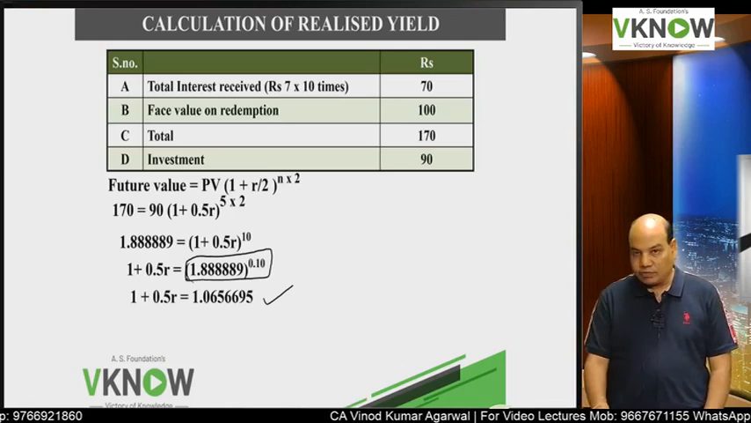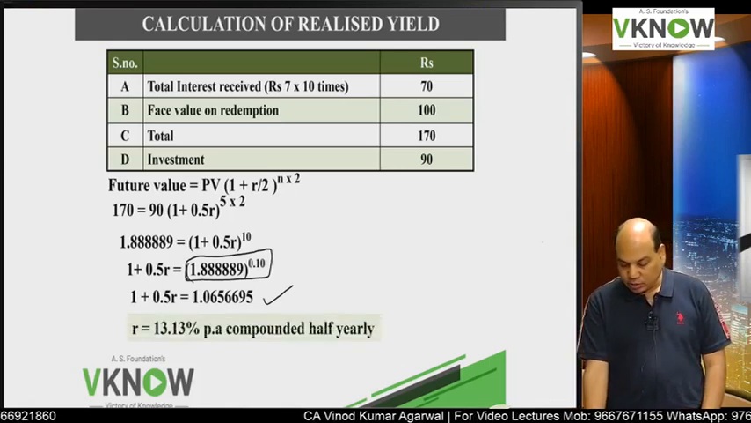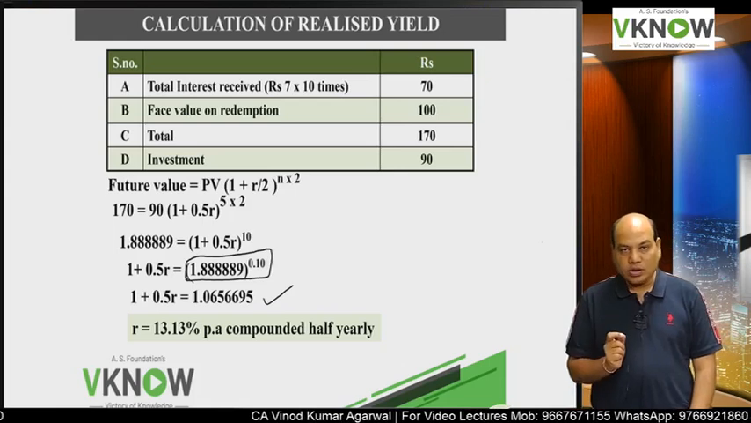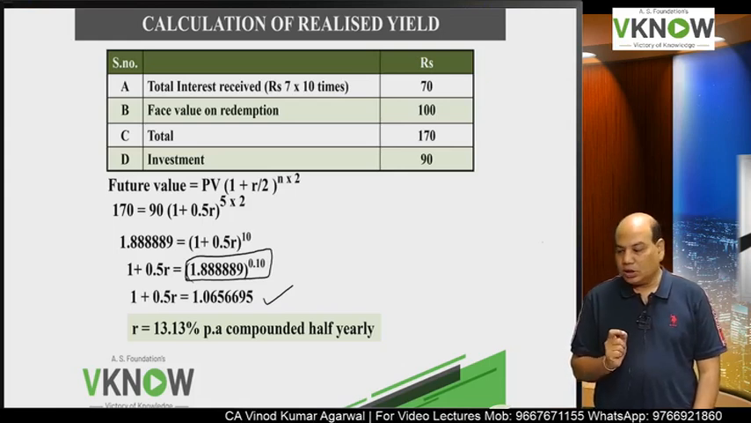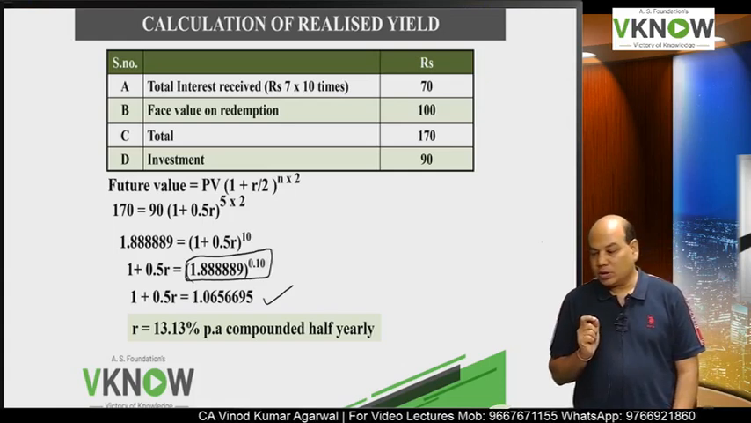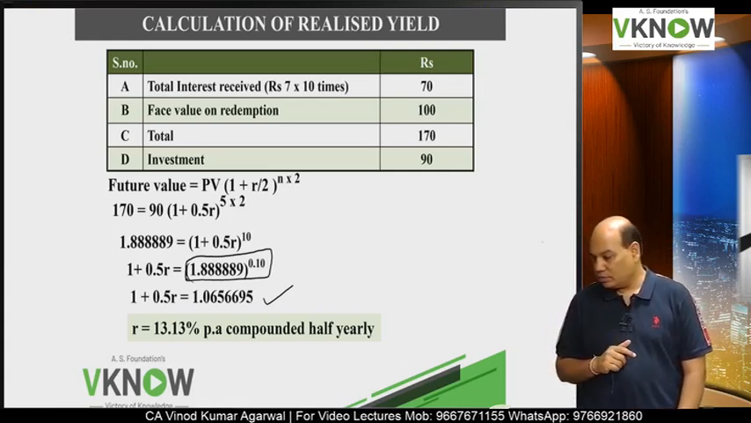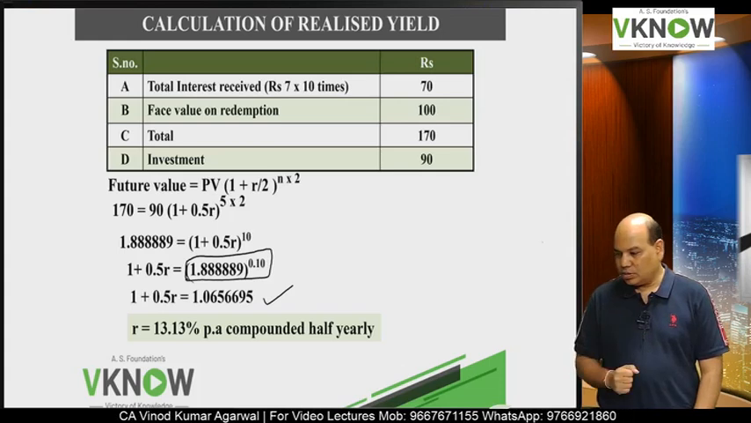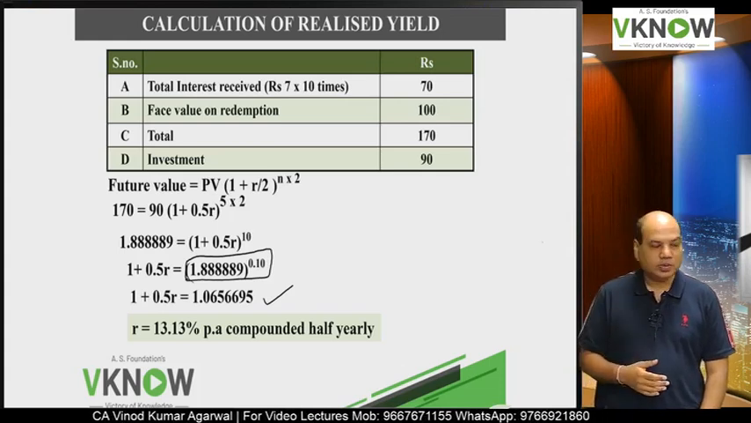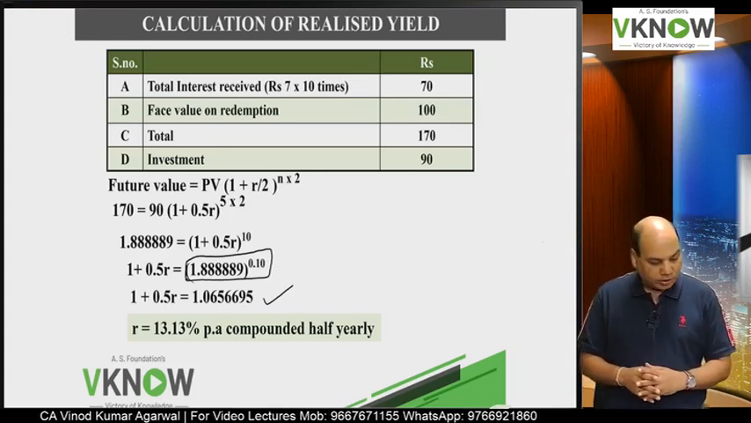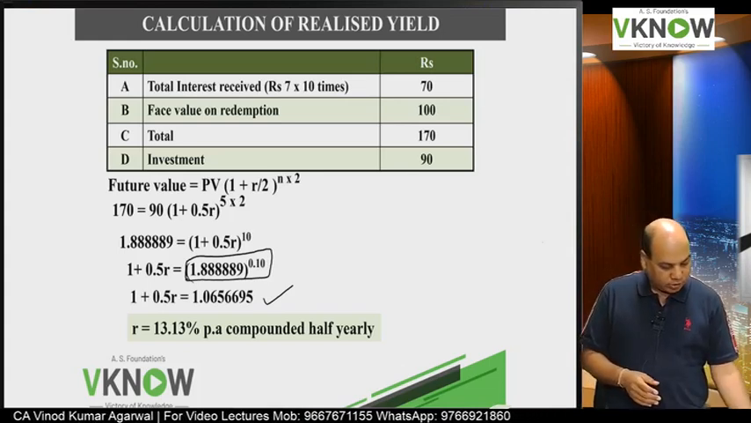And now you can just find the value of R by solving this simple equation. Your R will be equal to 13.13% per annum compounded half yearly. Yes, very good. Check that 13.13% is right. So that was a very good question number 55.